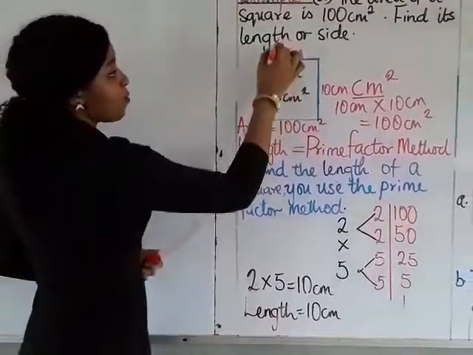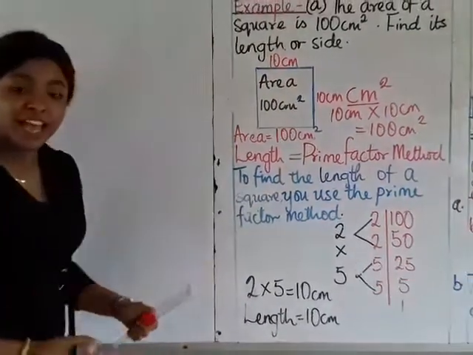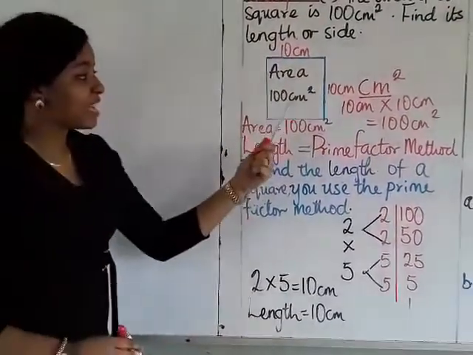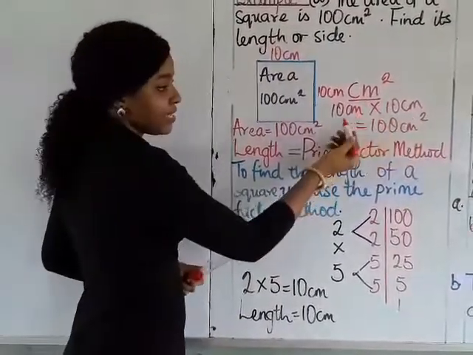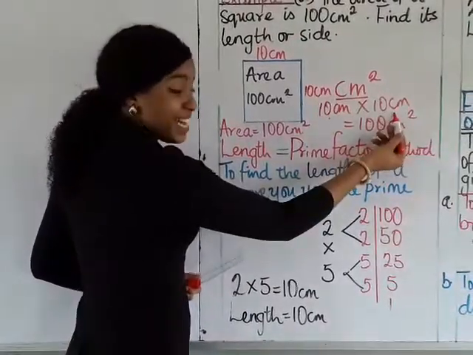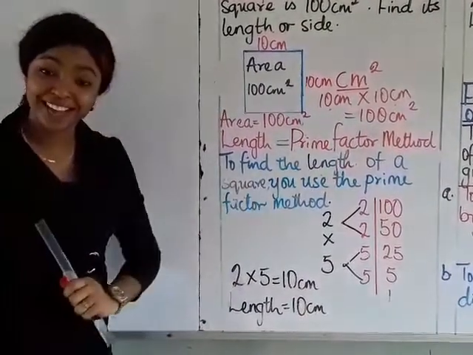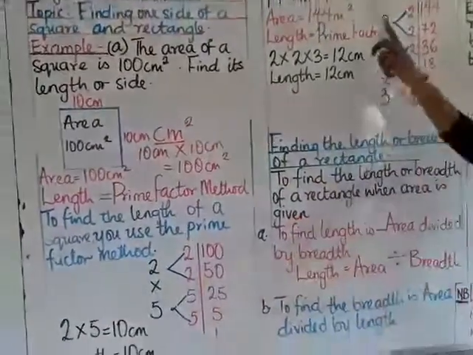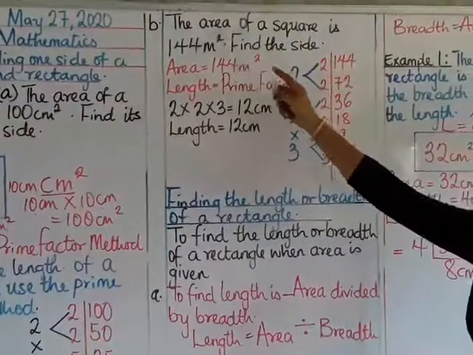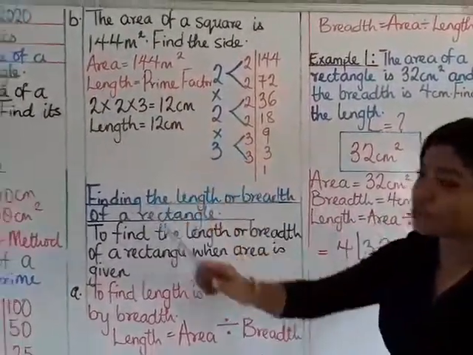Now children, we'll write them here. This is 10 centimeters and 10 centimeters. Now for us to confirm that this is actually the true area, we'll multiply. 10 centimeters multiplied by 10 centimeters will give us 100 centimeters square. Is that clear? Great. Now, for the second example, the area of a square is 144 meters square.